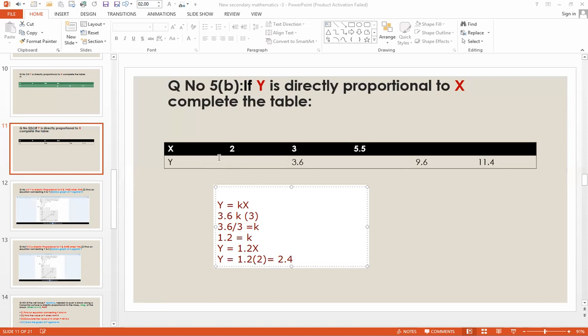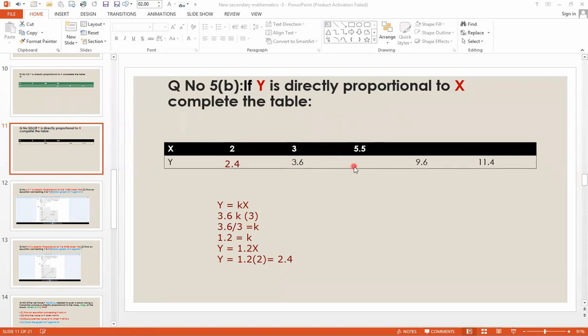I have to write it for you. 2.4. Clear? So this is the way for writing. Now we come to the next part.